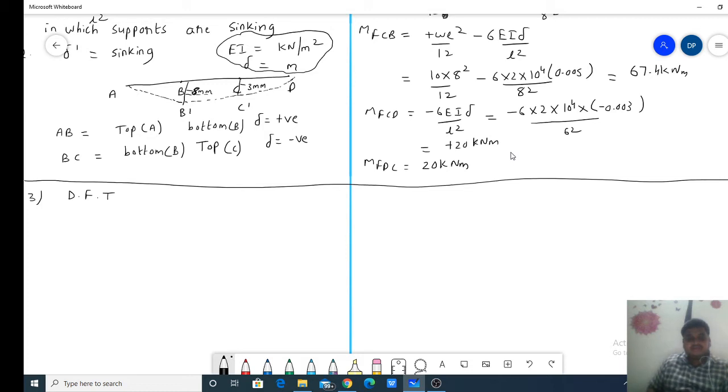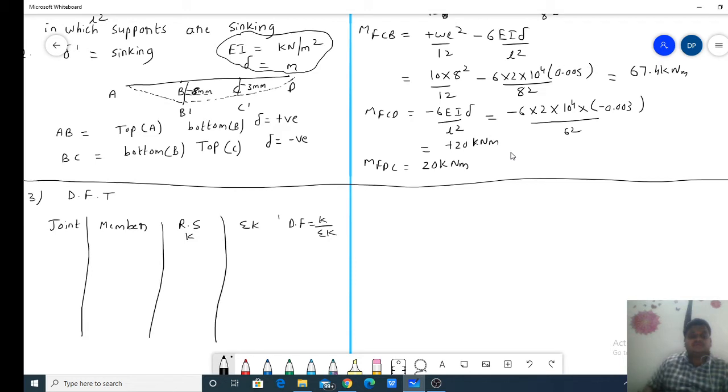So for the distribution factor table, you know that it will be joint, and after joint it will be member, after member it will be relative stiffness, then we have summation of K, then directly distribution factor. So this is distribution factor equals K upon summation of K, right? This is the formula that we usually take, right? Now first I will be considering joint B.